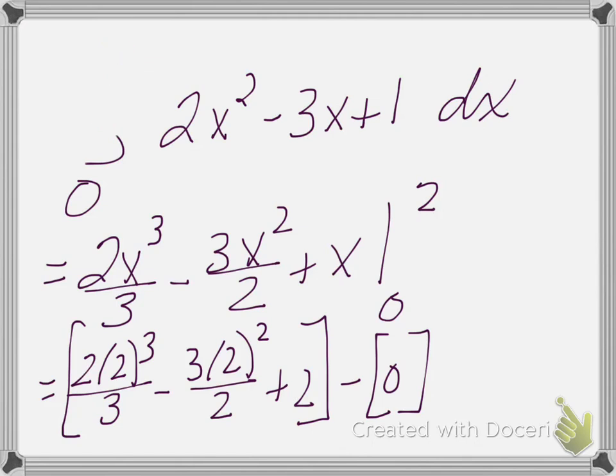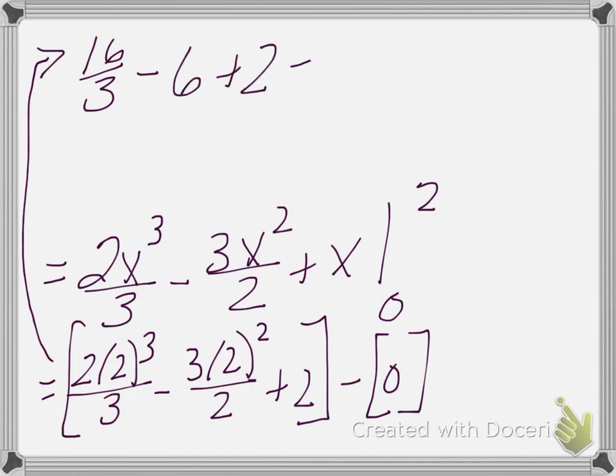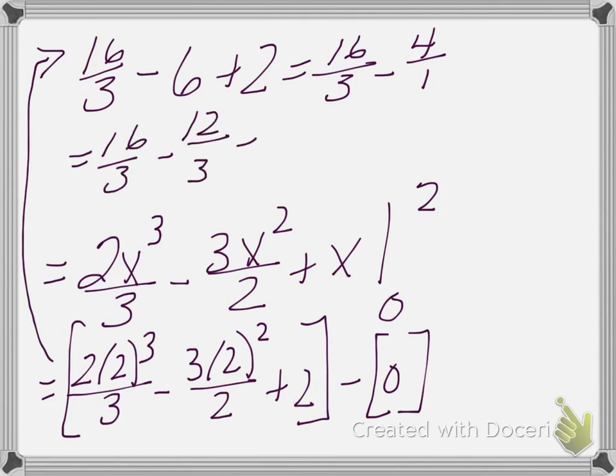I'm going to erase up here to make some more room. Okay, so now we're going to go from here over to here. So 2 to the 3rd power is 8. 8 times 2 is 16, and you're going to get 16 over 3 minus 2 squared is 4. 4 times 3 is 12. 12 divided by 2 is 6. And then you have plus 2. So we have 16 over 3 minus 4 over 1. Find a common denominator. And you get 4 over 3. And that would be the answer for that one.